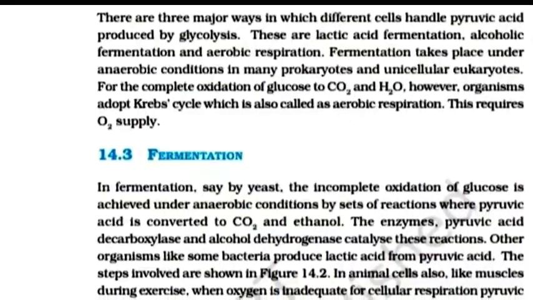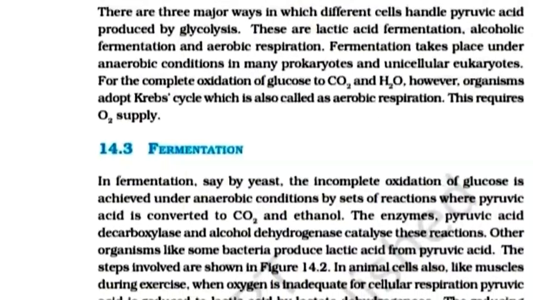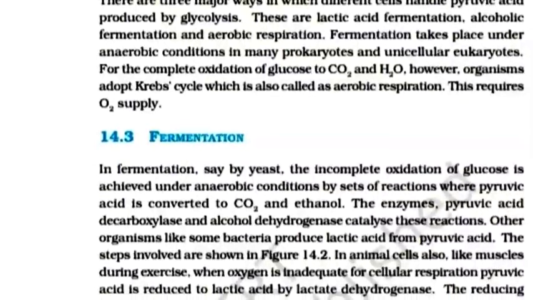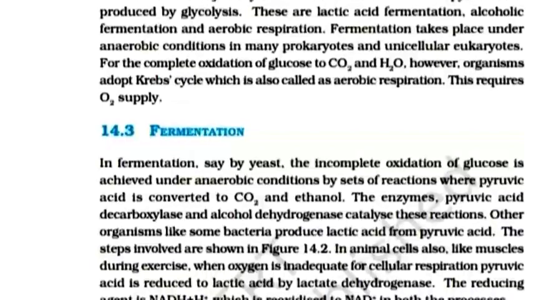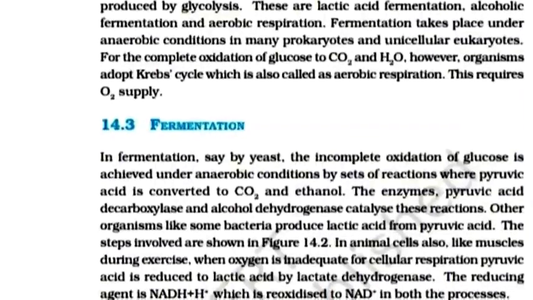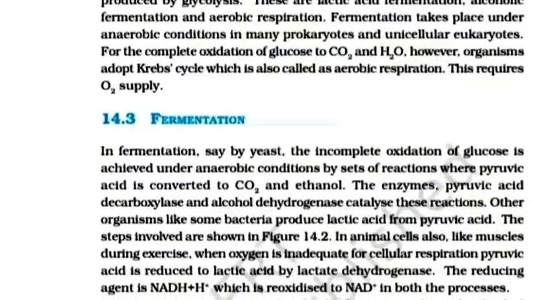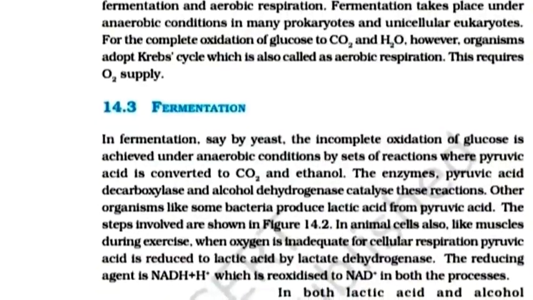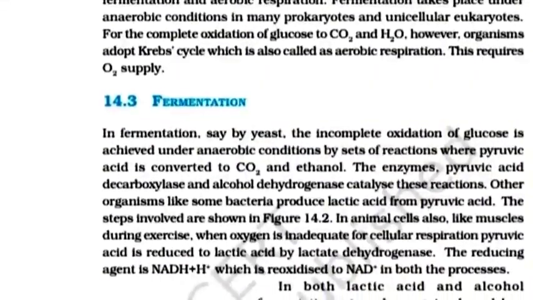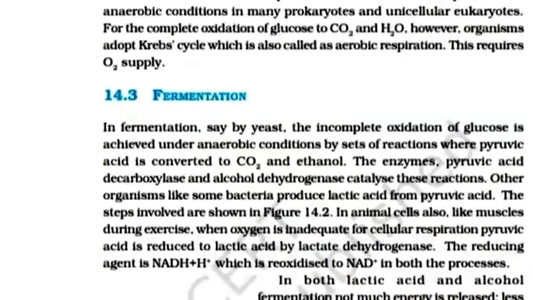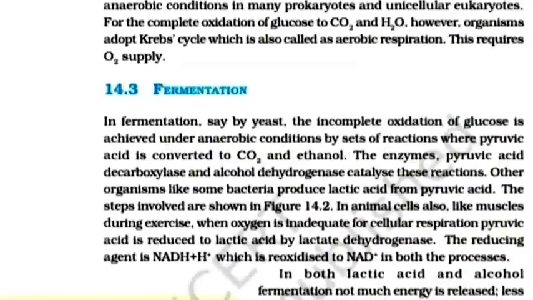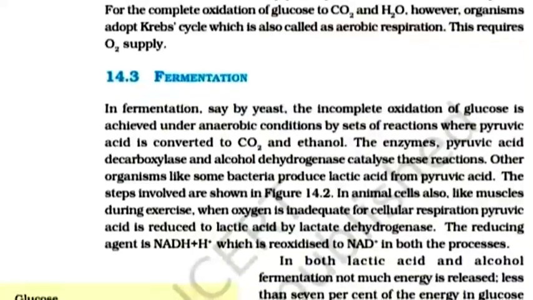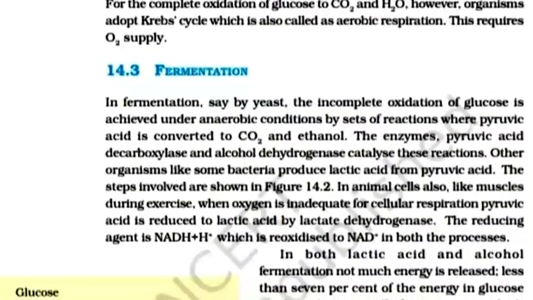These are lactic acid fermentation, alcoholic fermentation, and anaerobic respiration. Fermentation takes place under anaerobic conditions in many prokaryotes and unicellular eukaryotes. For the complete oxidation of glucose to carbon dioxide and water, however, organisms adopt the Krebs cycle, which is also called aerobic respiration. This requires oxygen supply.